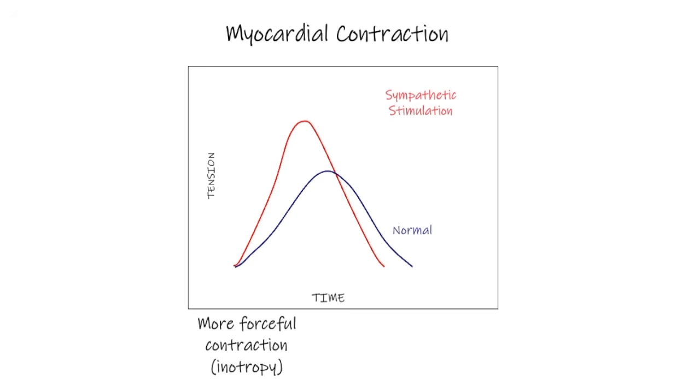So myocardial contractive force in response to sympathetic stimulation, we have a more forceful contraction, and the term that we use for that is inotropy, and this would be an effect of positive inotropy because it's more forceful. And then the more rapid relaxation, the term that describes the relaxation is called lusitropy. So this is the overall net effect of sympathetic stimulation of ventricular muscle.